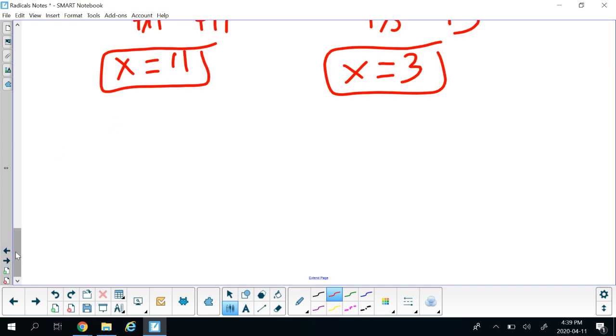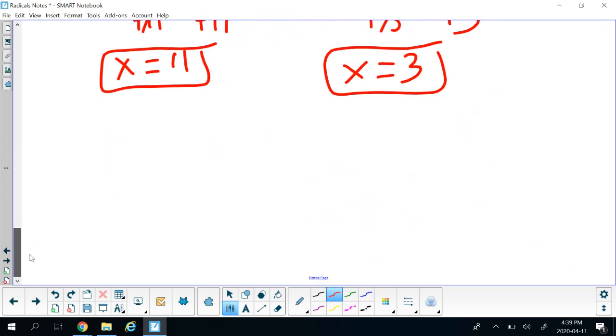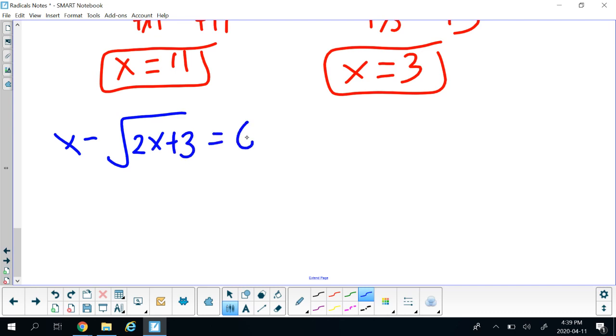Okay, so our original equation is x minus square root of 2x plus 3 equal to 6. This is our original equation. Okay, we need to verify our first root, that is 11. To do that, we're going to take the value of x equal to 11 and plug it into our original equation. So this is what we will get.